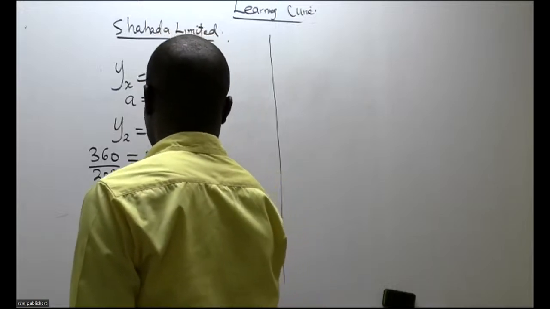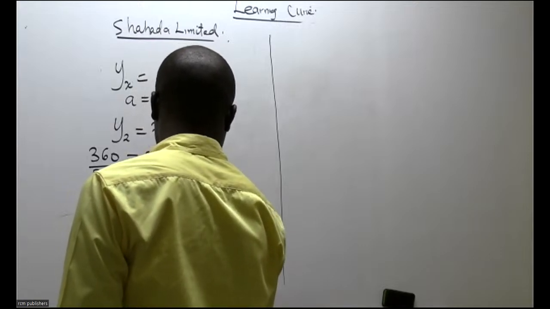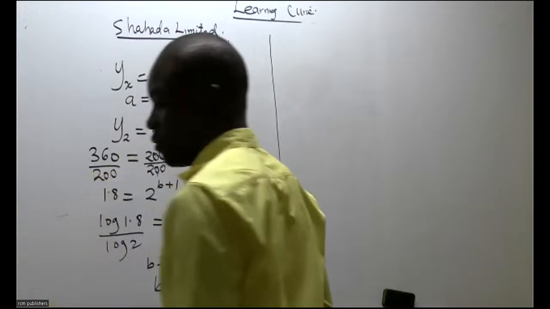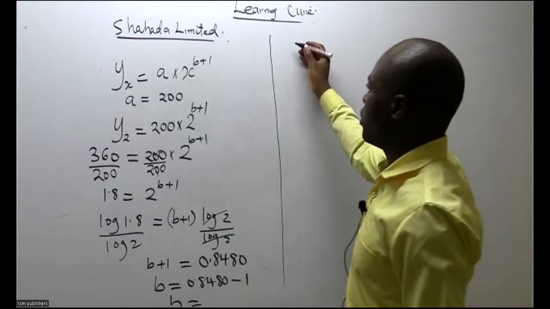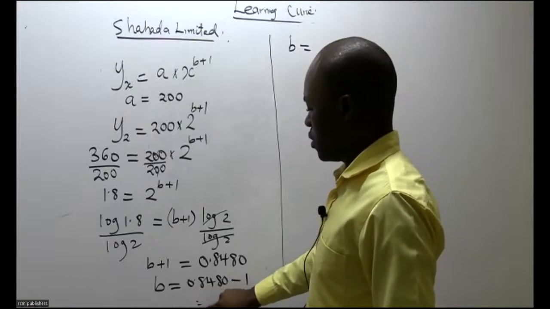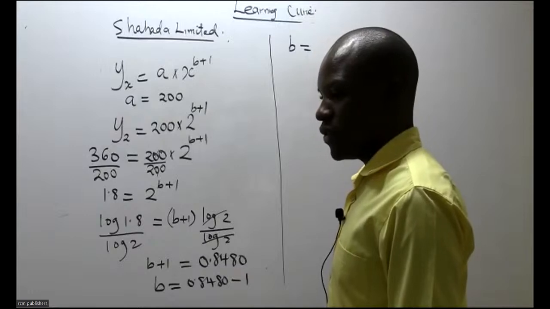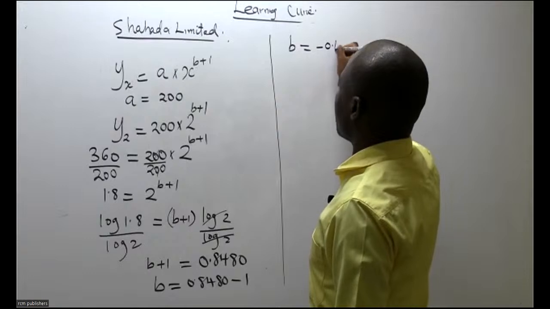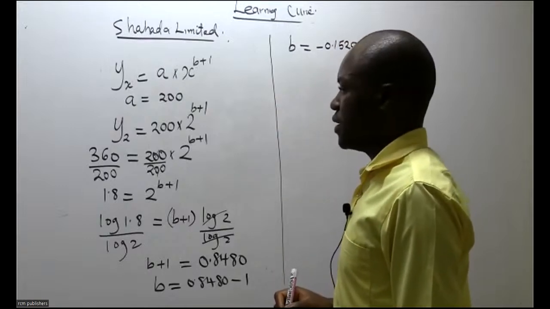Are you able to go ahead and give me the value of B? B is equal to 0.8480 minus 1. So what is the value of B? Are we getting the value of B? The value of B, negative 0.1520. That is what we are getting, is it?